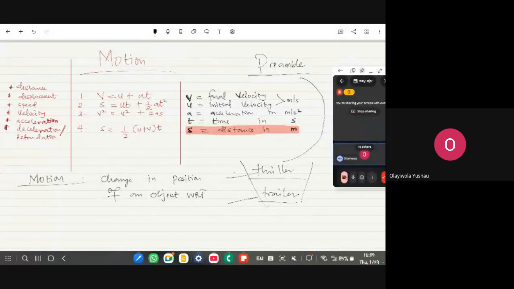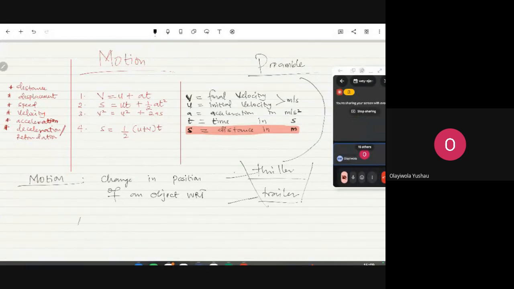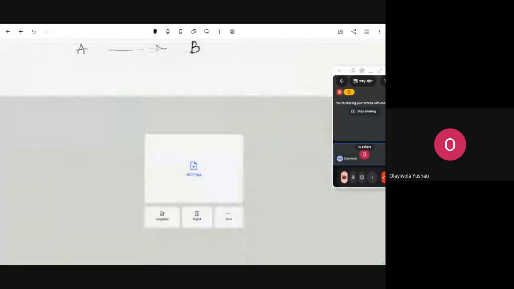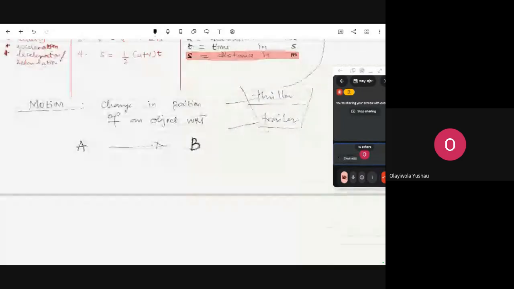So when we say motion, it is the change in position of an object with respect to time. When an object moves from point A to point B, we say the object has undergone motion, a change in position of the object with respect to time. What we are going to quickly look at now is types of motion, and we'll end the class in the next 2-3 minutes.